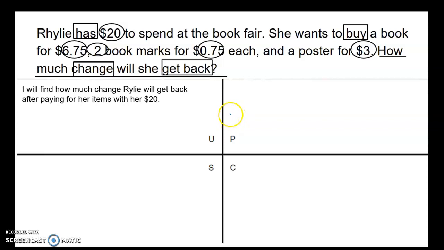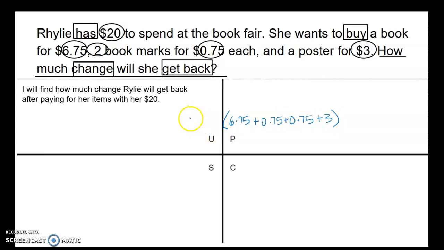We need to add up all of her items. Alright, so she has $6.75, that was for the book, plus then she wanted 2 bookmarks. So I need to make sure I add 75 cents in here twice because she buys 2 of them. And then she's going to buy a poster for $3. Alright, so after I add all of these up, I then need to take it away from 20.